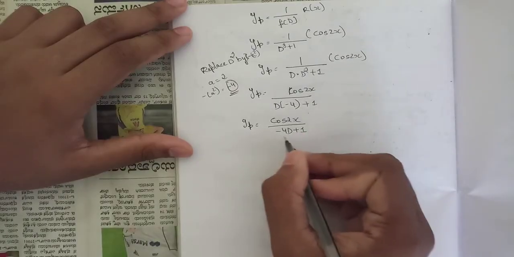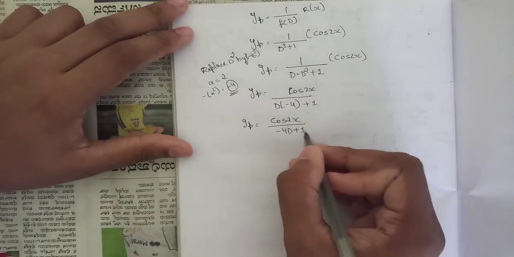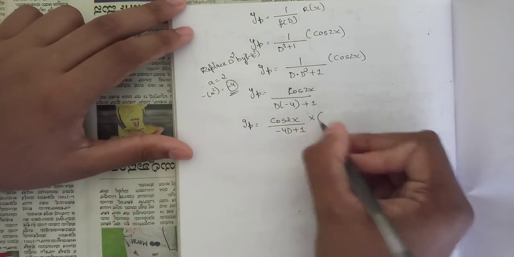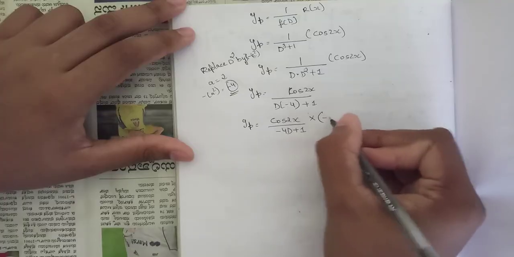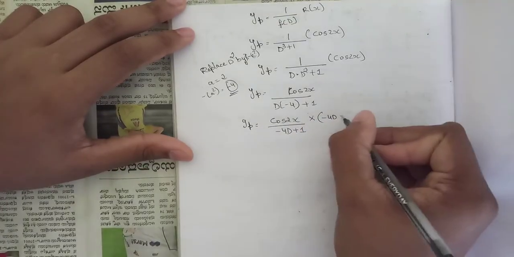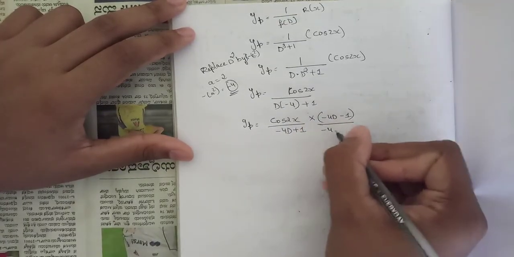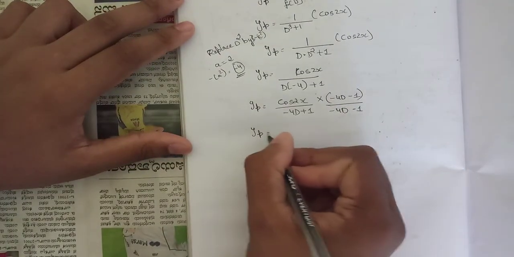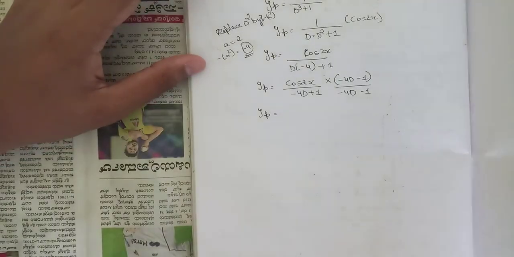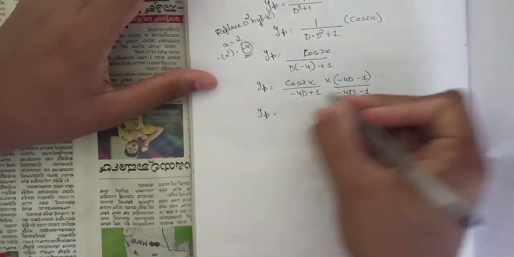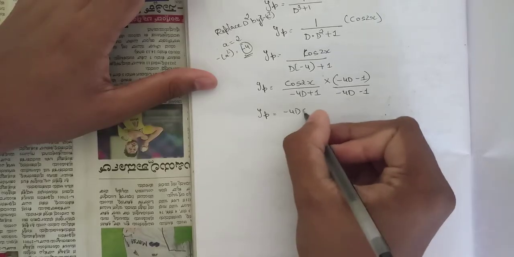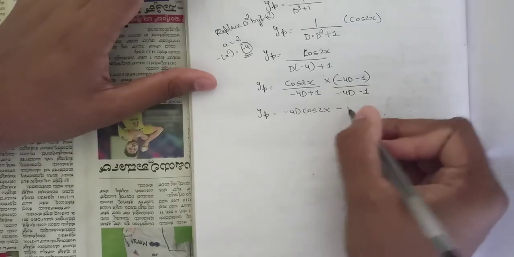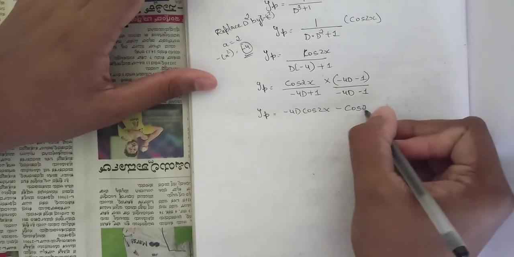Again, this is of the form alpha D plus or minus beta. Here it is of the form plus beta. So the next step is we need to multiply both numerator and denominator by its conjugate, that is minus 4D, this is plus 1, right? So now we need to write it as minus 1 divided by minus 4D minus 1. So yp would be, multiplying the 4D into this term, that is minus 4D cos 2x minus of cos 2x, right?